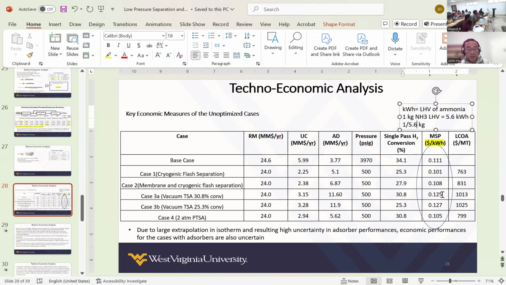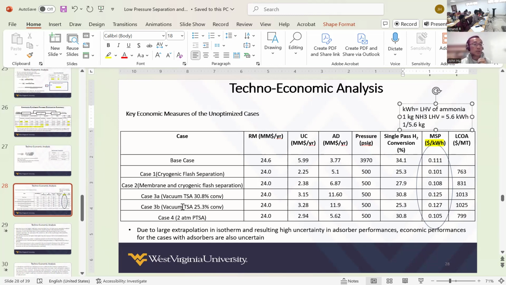So Haber-Bosch is 11 cents. You see all those cases. Some cases make money, which is less than 11 cents. Some cases are expensive. Like case 3A and case 3B, they are expensive because they are obviously the vacuum TSA, and vacuum TSA is not as good as the membrane. It's not as good as the cryogenic flash separation. Okay, so cases 1 to 4 we put together, they do not all make money compared to Haber-Bosch.